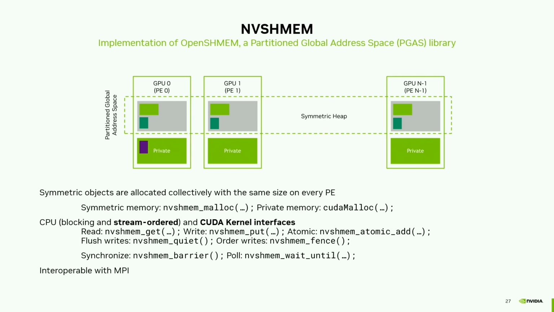It has a CPU API in a blocking variant and a stream-ordered variant, which I've shown on the first slide, but also, very importantly, CUDA kernel interfaces to read data with get operations, write data with put operations, atomics to synchronize, and some memory consistency APIs. On the point of memory consistency, these give you exactly the control where you need to wait for things to complete, which also limits the amount of synchronization between processes needed.